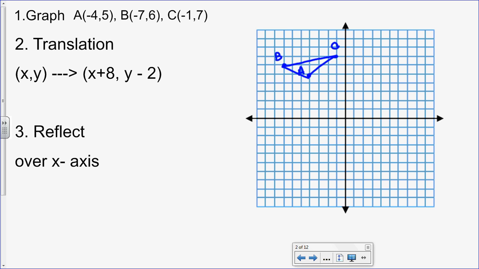The next step says to translate it. They're asking us to move x and y. X is going to now be x plus 8, and y will be y minus 2. What does that mean? Over 8, down 2. Which way over? Right 8, down 2. So I move every single point 8 right and down 2.